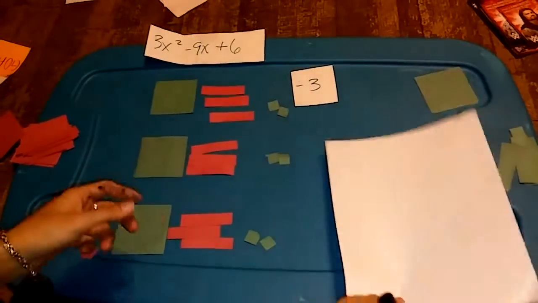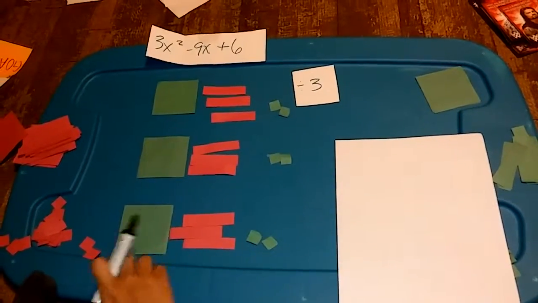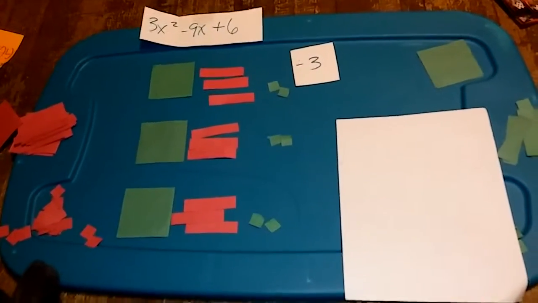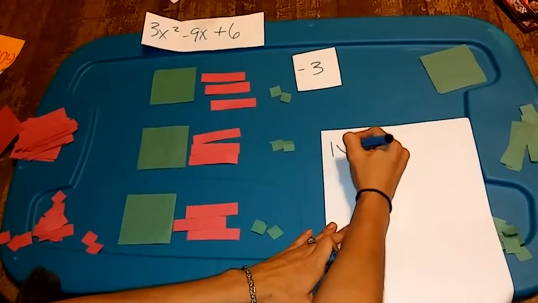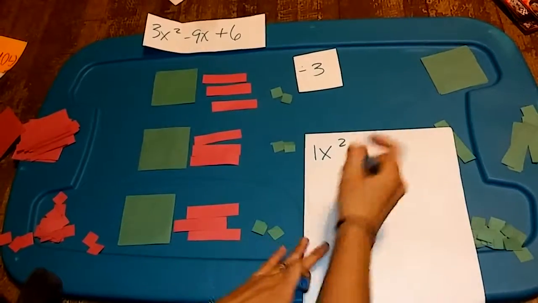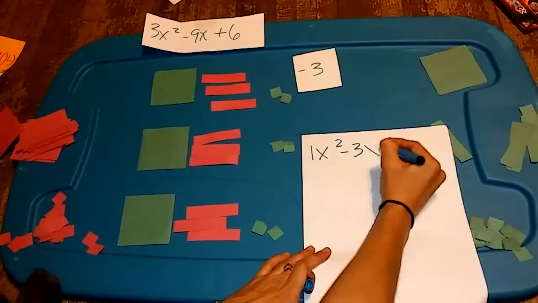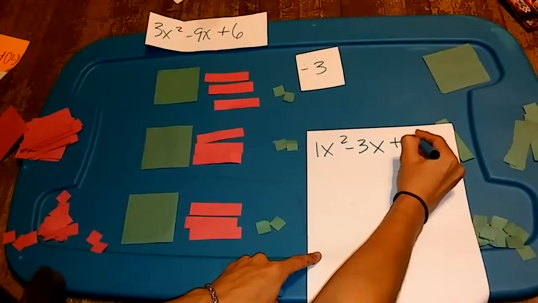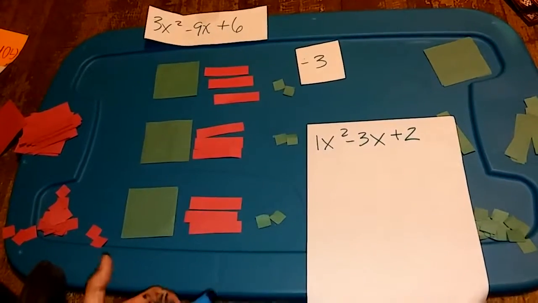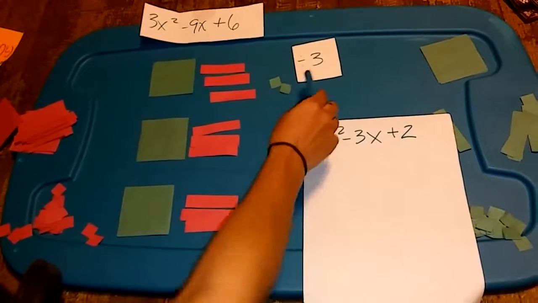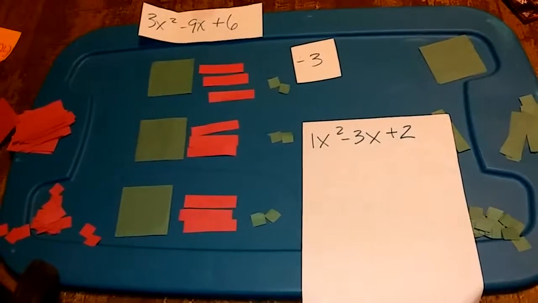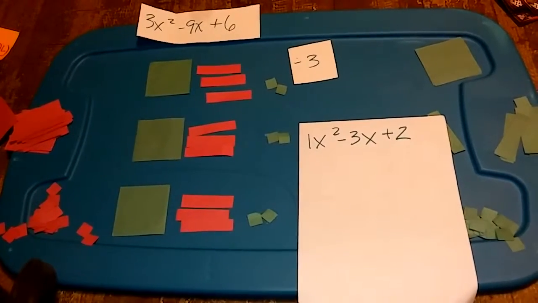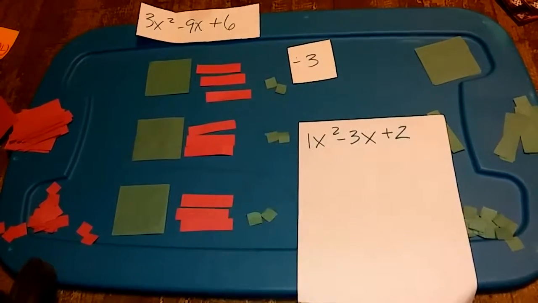All right, let's write our answer. Here's one of my groups. So my answer is 1x squared, it's green so it's positive, minus 3x, negative because the red ones represent negative, plus 2. So the concepts are going to be the same no matter what these numbers are. Whatever I'm dividing by is the number of groups I'm going to separate my polynomial into. The only thing to remember is the signs are going to change if I'm dividing by a negative number.